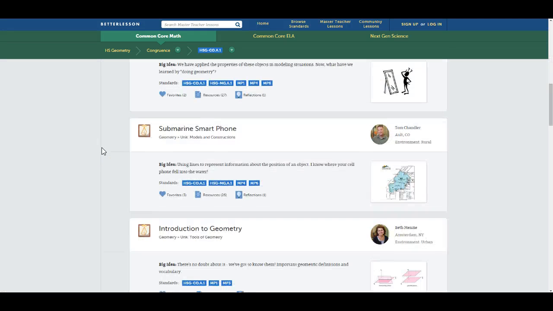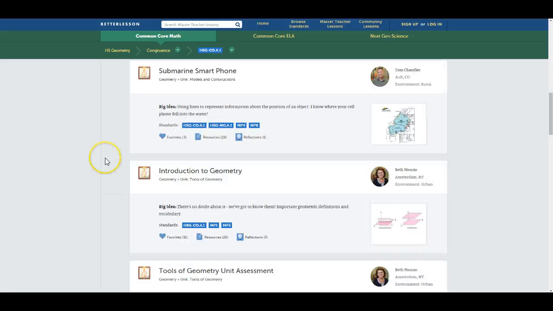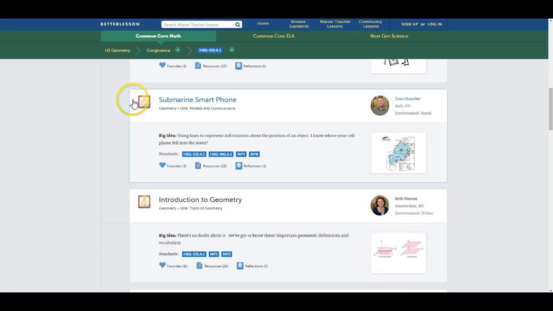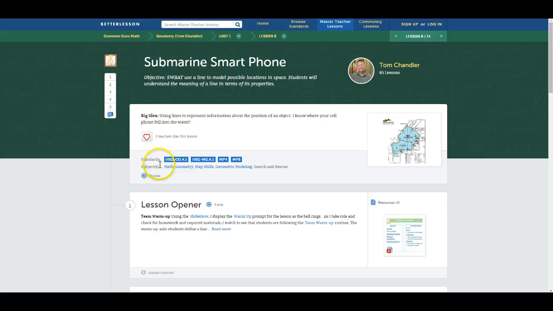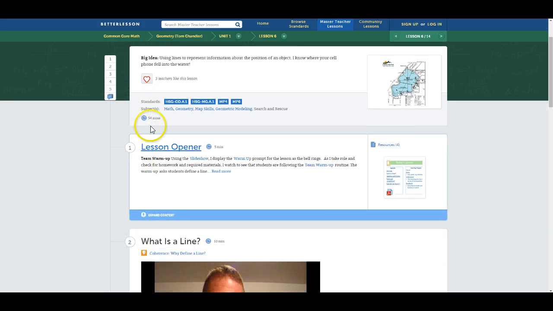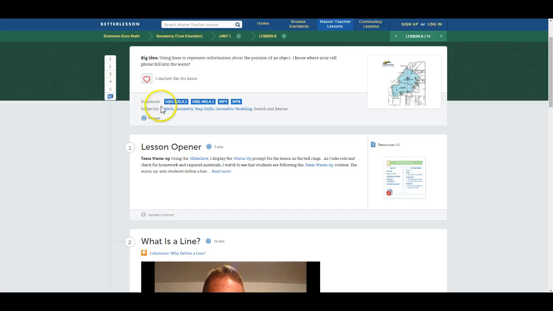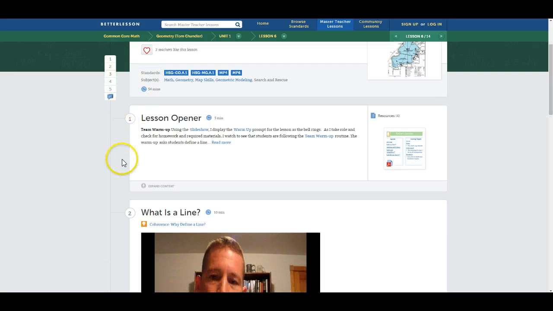Let's see, what shall we find today? How about we do submarine smartphone? Sounds interesting. We're going to click that on. This actually addresses a few standards. How nice is that? Also, take a note of this, Facebookers, etc. You can like this lesson if you like it. Okay, so it tells us how long it's going to take, the different standards that it is touching on, and the different subject matter, okay? First one, you have the lesson opener.